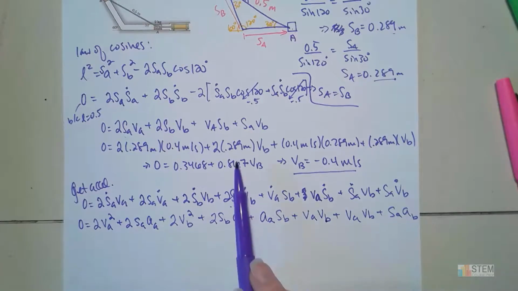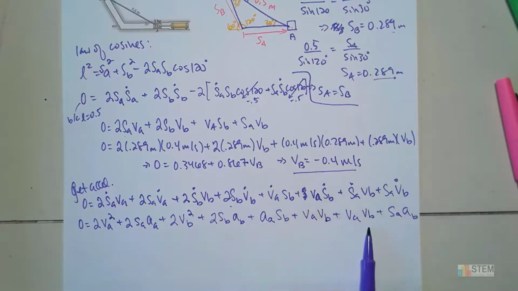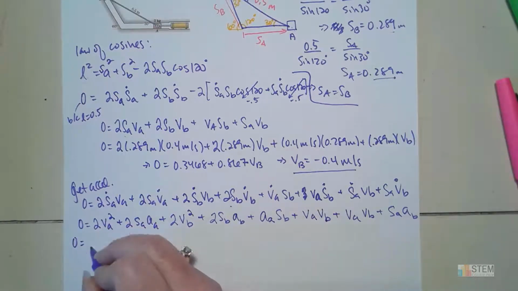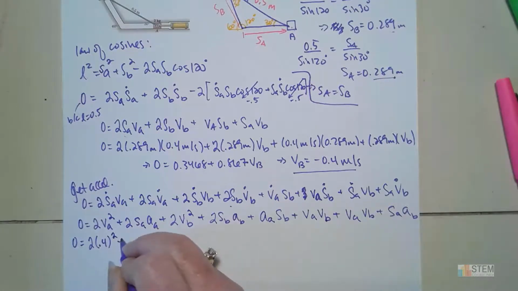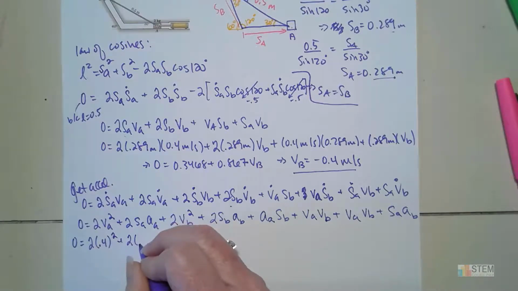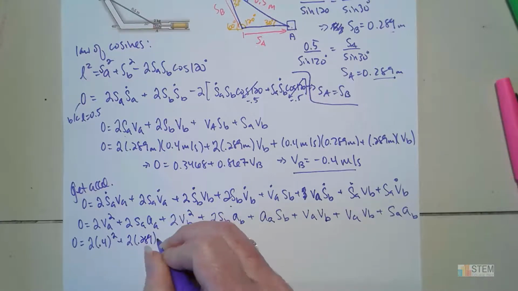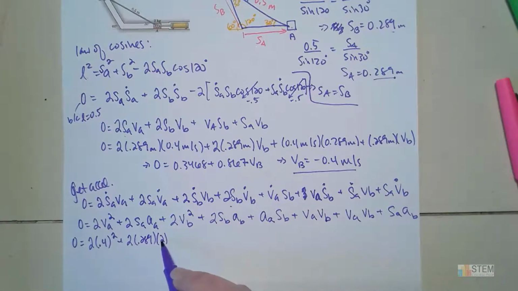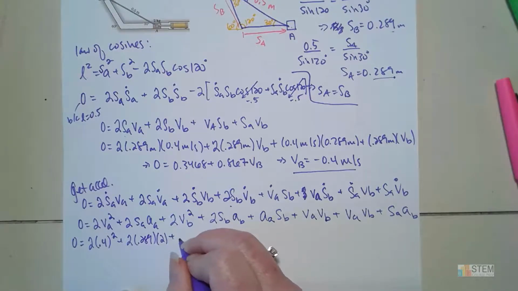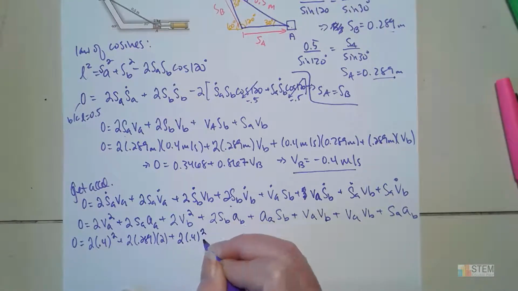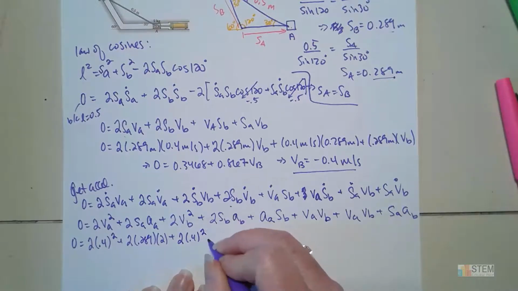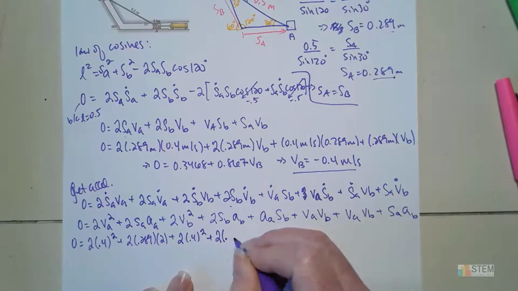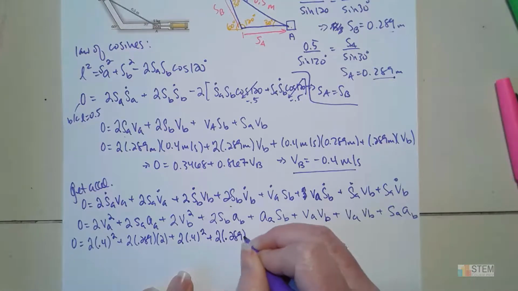And now, just like what we did up here, you're going to take the numbers that we have and plug them into this long equation. All right, so let's go ahead and do that. So 0 is going to equal 2 times VA, which is 0.4, squared, plus 2 times SA, that was the 0.289, times acceleration of A, which was given as 2. It was also going to the right, so I'm going to leave it as positive. And then we're going to have plus 2 times 0.4 squared for this term here. Next, 2 times SB, so 0.289, times AB.